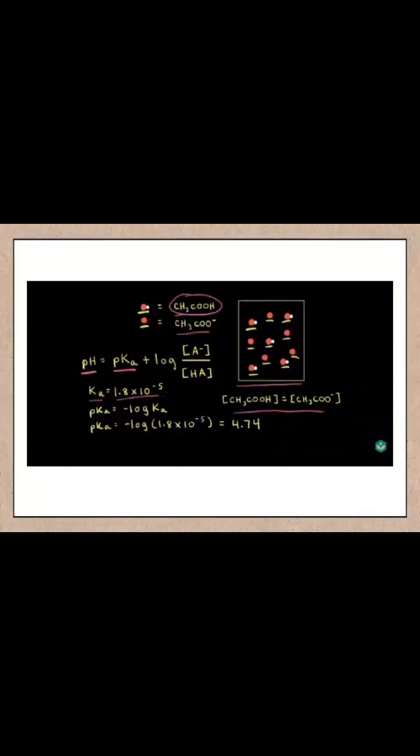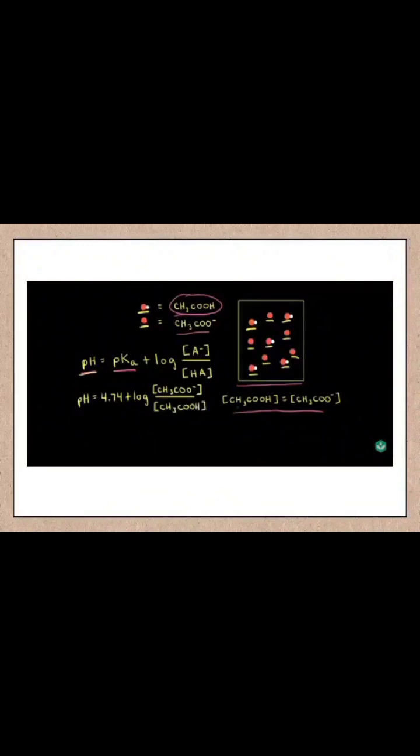To find the pKa of acetic acid, we take the negative log of the Ka value. So the negative log of 1.8 times 10 to the negative 5th is equal to 4.74. So we can go back to the Henderson-Hasselbalch equation and write that the pH is equal to the pKa, which we just calculated to be 4.74, plus the log of the concentration of the conjugate base. And the conjugate base is the acetate anion, so let's write that in here, CH3COO minus, and that's divided by the concentration of the weak acid, which is acetic acid, CH3COOH.